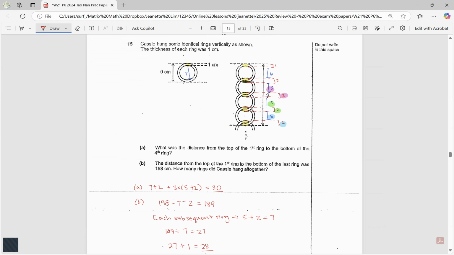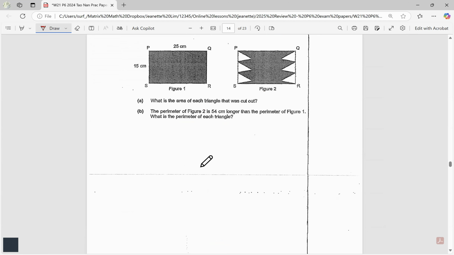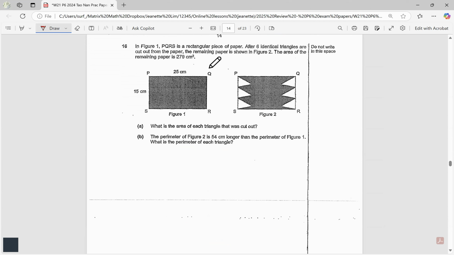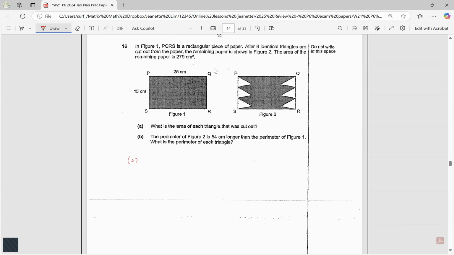Okay, next question. Question 16. This is a rectangular piece of paper. In this figure, 6 triangles are cut out. So the area of this remaining paper is 279. What is the area of each triangle that was cut out? Okay, first, find the area of the rectangle in figure 1, which is basically length times breadth.